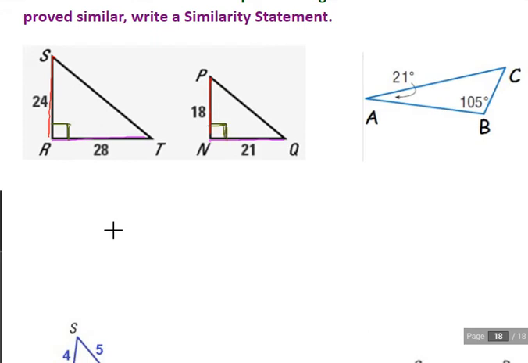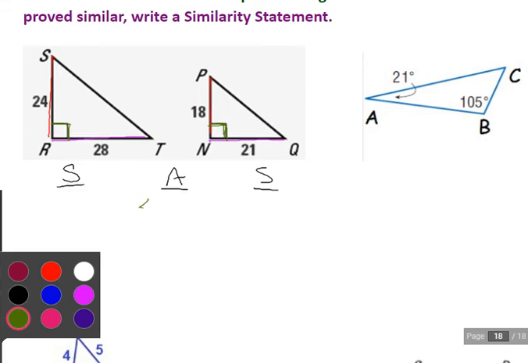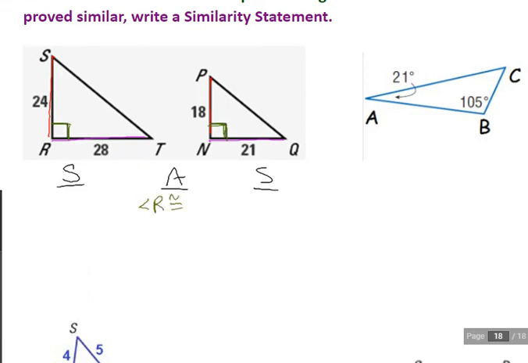Okay? You know I'm going to do that angle first because that's the easiest one. Angle R is congruent to angle N because they're both right. There we go. And so notice I'm being a little bit looser on my justifications. I'm not worrying about writing a real proof here. I'm just trying to convey some ideas.